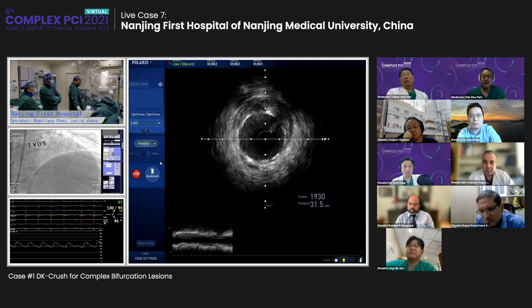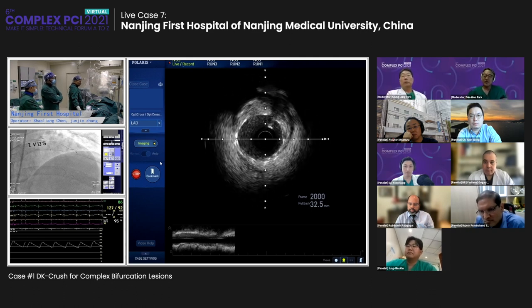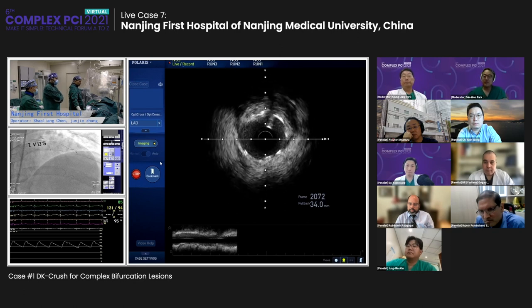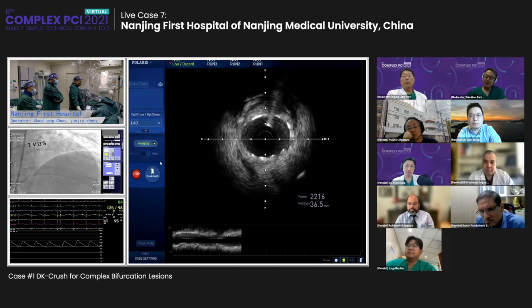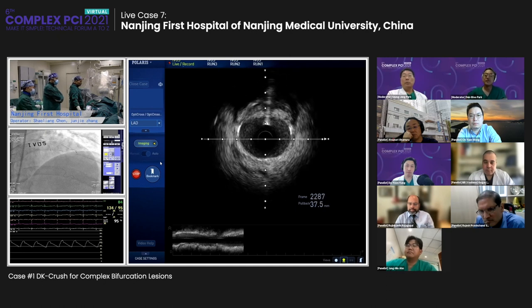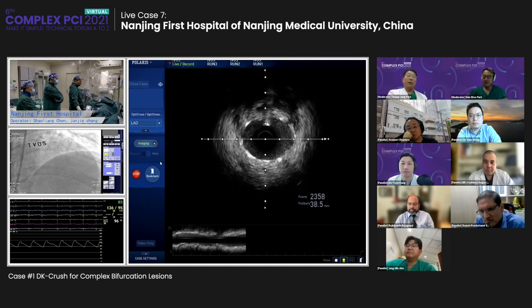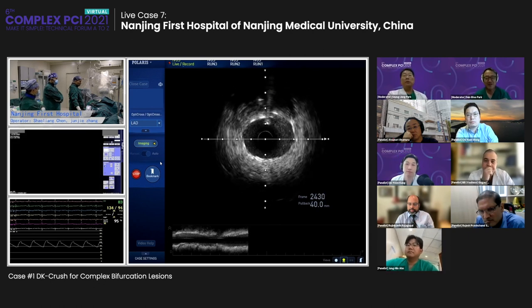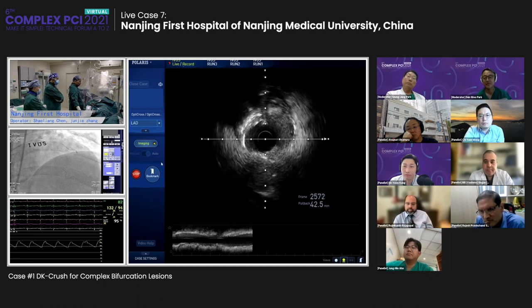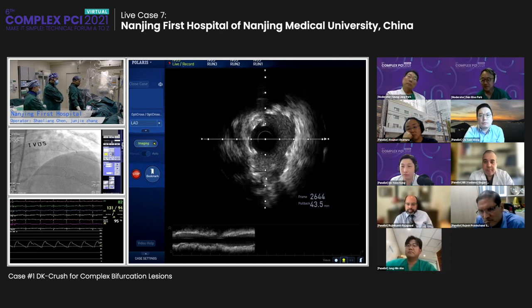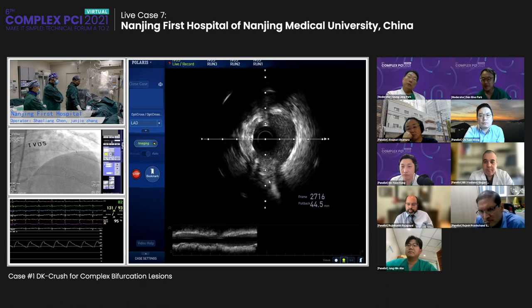Great. This segment was just post-dilated using a 3.0 balloon. At least the stent diameter is 3.0 at the minimum lumen. The stent area is maybe more than 7 millimeters squared, right? Great. Here is very close to the bifurcation area. Here is the diagonal. Okay, excellent.